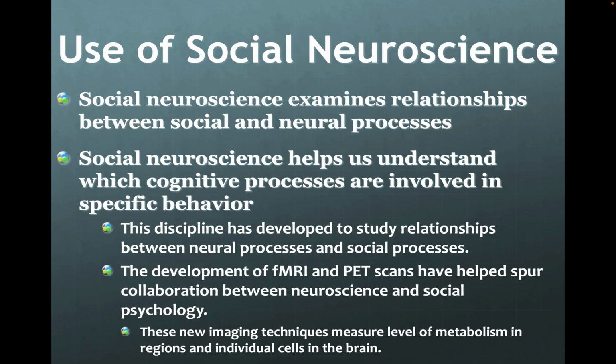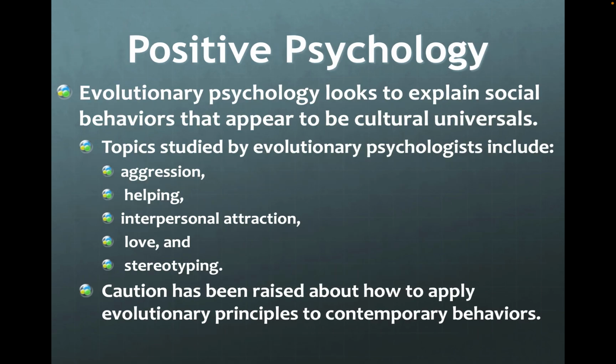Social neuroscience examines relationships between social and neural processes. It helps us understand which cognitive processes are involved in specific behavior. This discipline has developed to study relationships between neural processes and social processes. The development of functional MRIs and PET scans has helped spur collaboration between neuroscience and social psychology. These new imaging techniques measure a level of metabolism in regions of the brain and individual cells in the brain.